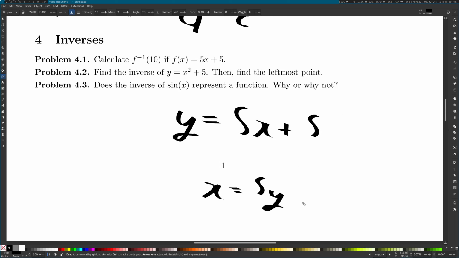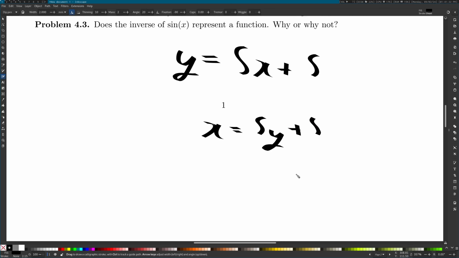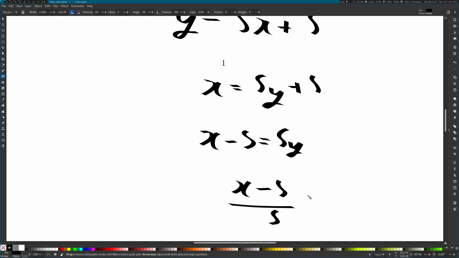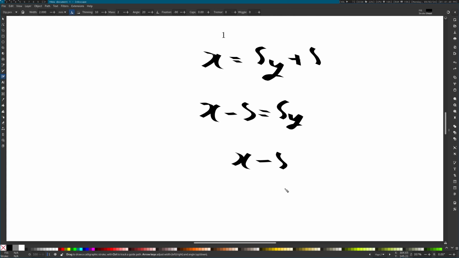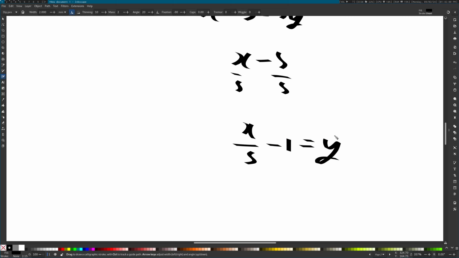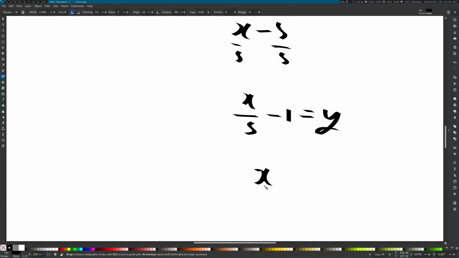Okay, so x is equal to 5y plus 5, and like Yannick said, we're going to subtract 5 from both sides. x minus 5 is equal to 5y. Divide both sides by 5: x minus 5 divided by 5. Or, like I heard someone say, you could divide each one by 5. That also works. So x divided by 5 minus 1 is equal to y. Now that you've found the inverse, don't forget to switch this back: x divided by 5 minus 1 is the inverse of f.